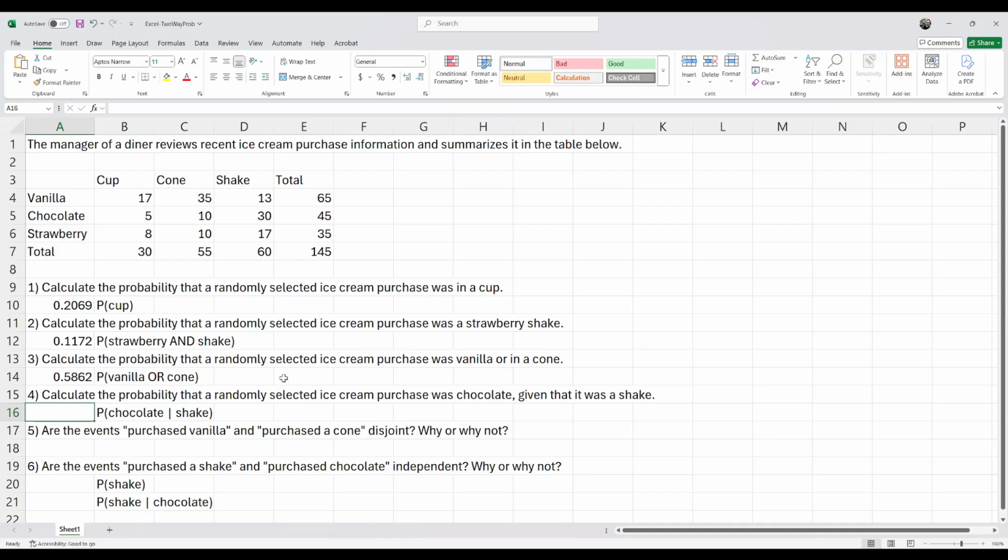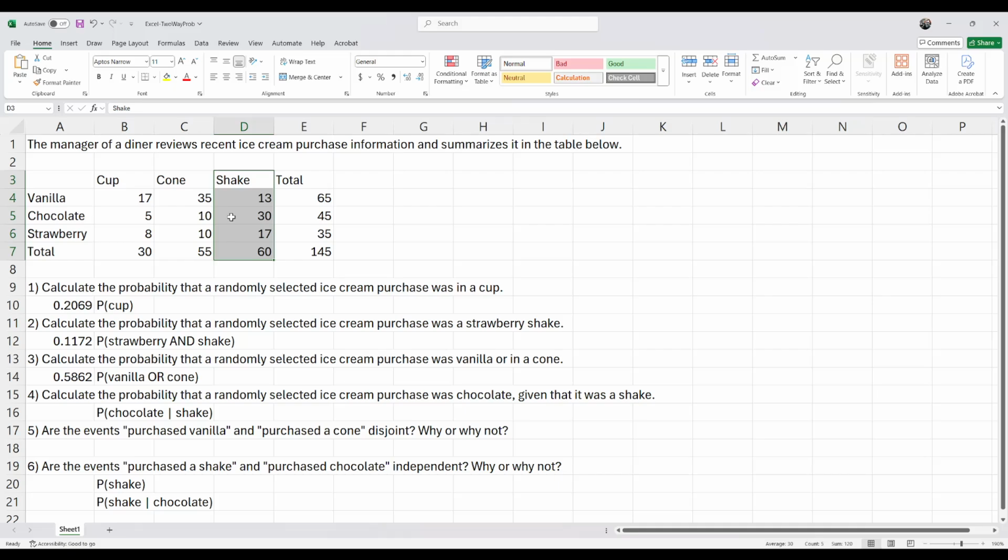So for part 4, we want the probability that the purchase was chocolate given that it was a shake. So this is what we call a conditional probability. In this case, we're not looking at the entire set of 145 recent purchases. We're only interested in the ones that were shakes. So we're saying, given that it was a shake, or assuming that the purchase was in shake form, what is the probability that it was a chocolate shake?